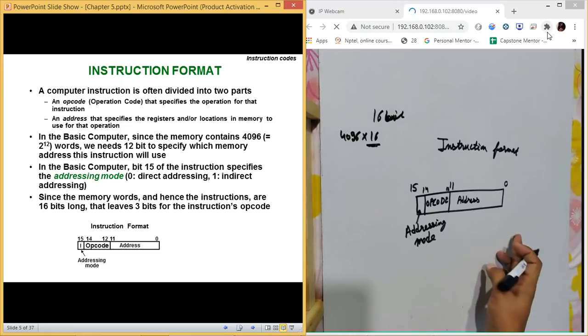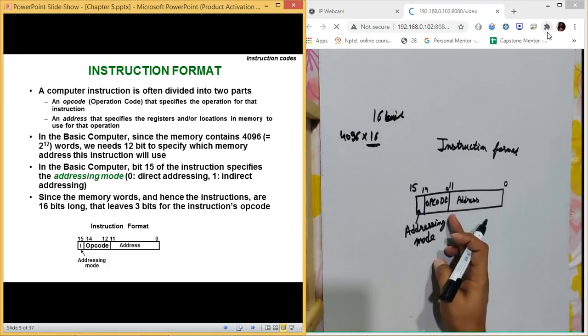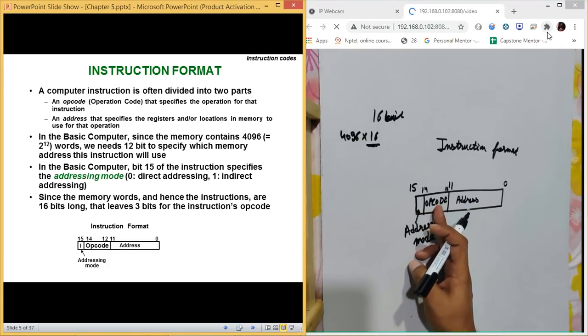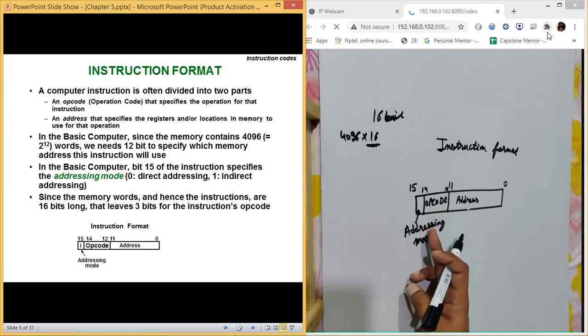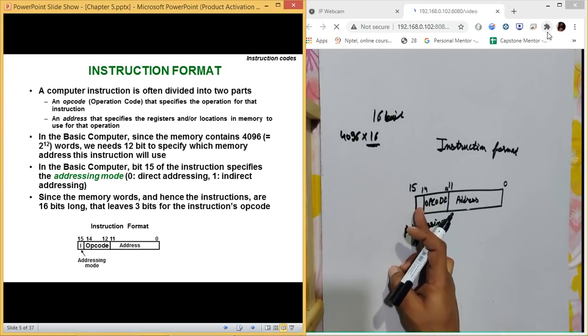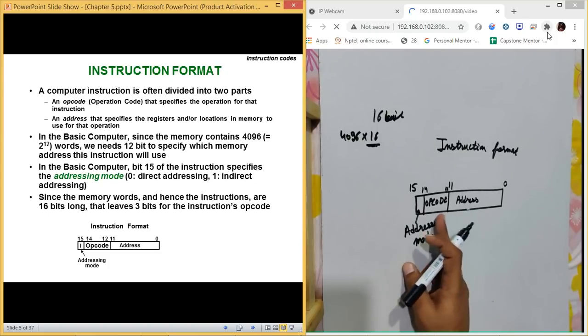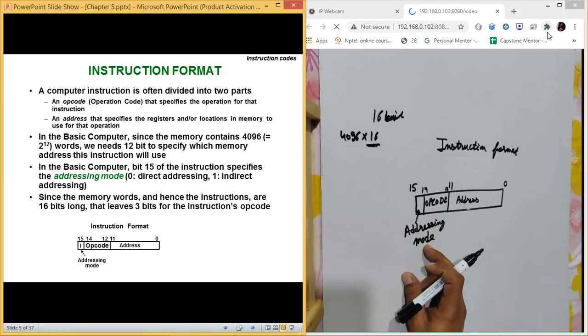So from 0 to 11, there will be the address. From 12 to 14, we are going to have the opcode, and in the 15th bit we are going to have the addressing mode. Now what are these values? What is our address, our opcode, our addressing mode? We are going to cover it in the next slide.